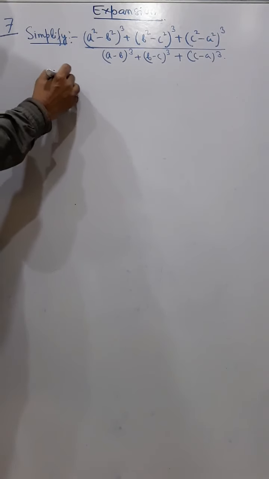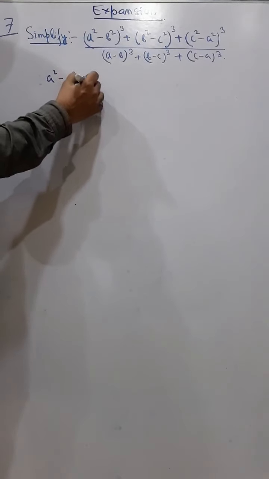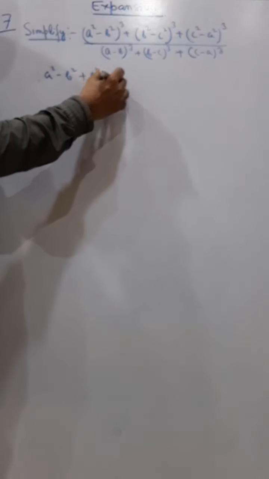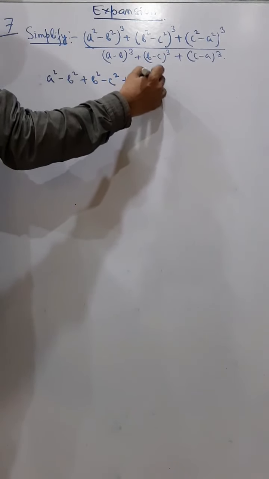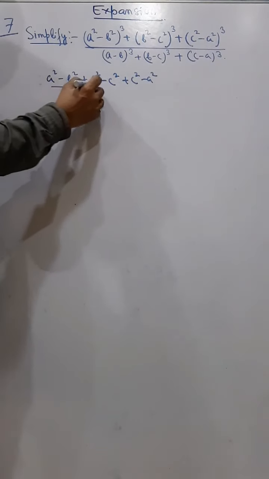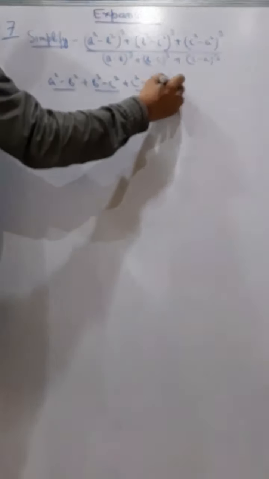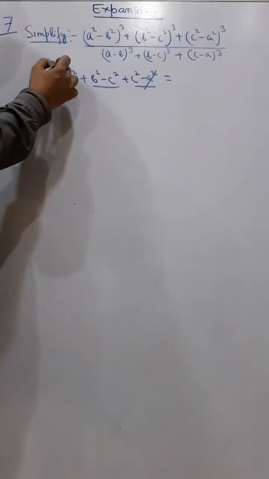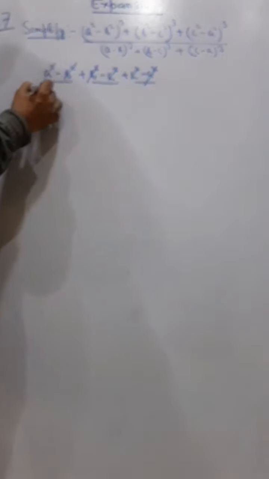Just try to understand that a square minus b square, so this is the first term, plus b square minus c square plus c square minus a square. Now think this one as a, this one as b, and this one as c. Now what you are getting? a plus b plus c. Now see what you are getting. This gets cancelled, this and this get cancelled, and this gets cancelled. So finally we are getting 0.